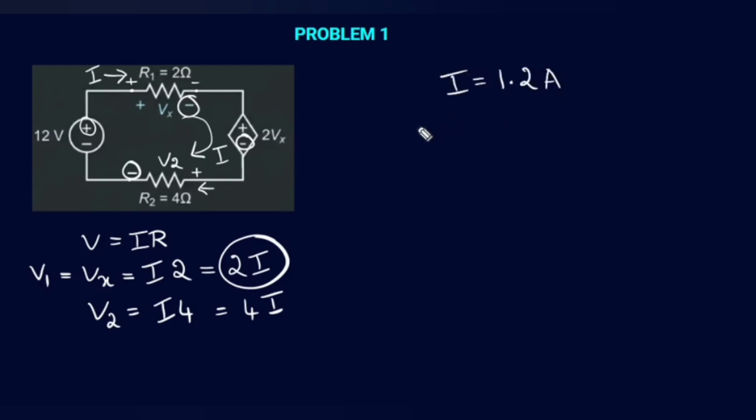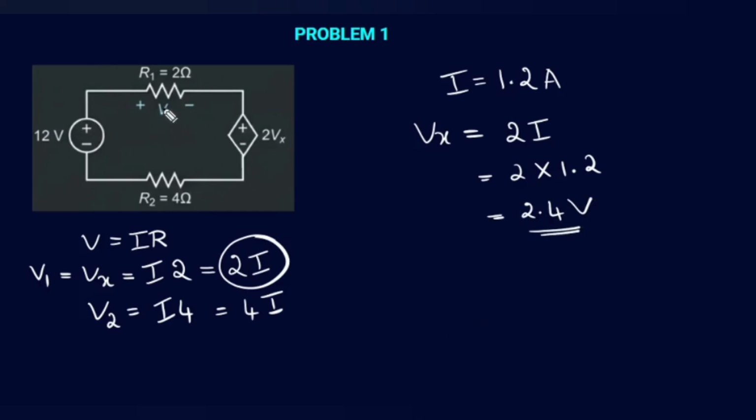Now how to calculate Vx? Vx is nothing but 2 into I, which is 2 into 1.2 ampere, which is 2.4 volts. So the voltage appearing here is 2.4 volts. That's all about this particular problem.